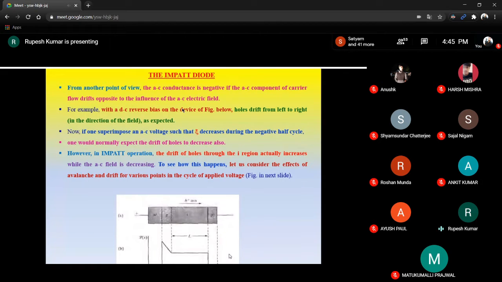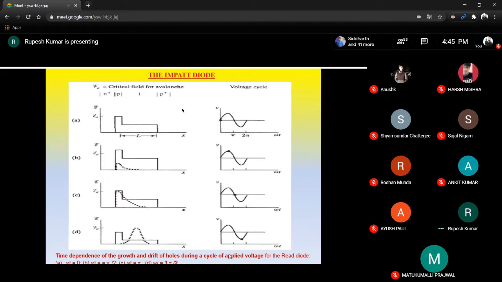How this happens, we will see now when we look at the working of this device. In this, we will check the effect of avalanche and drift in each layer: where what is happening, when there is lag and when there is lead, and how that process occurs, because we will see it in terms of some time period for drifting. So, the time dependence of the growth and drift of holes during a cycle.